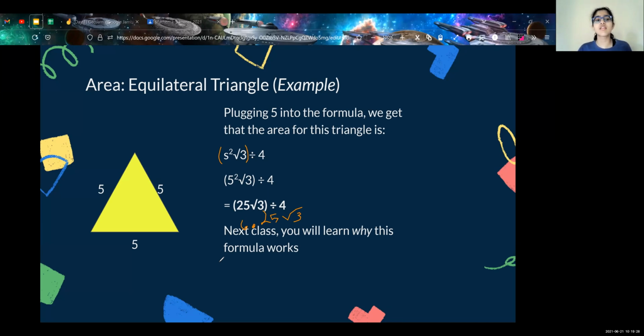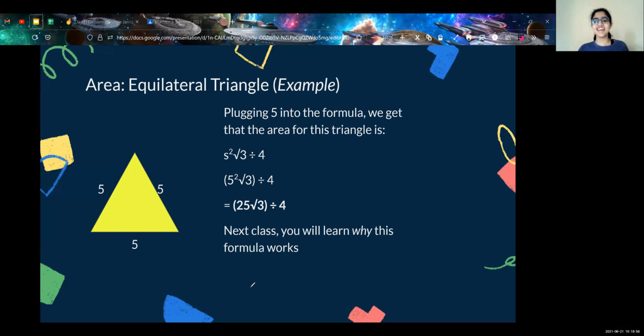So this formula comes specifically from the formula we're going to learn next class, like you can prove it. The formula we're going to learn next class is called Heron's formula, and it helps you find the area of any triangle, and from that you can derive this formula by plugging in the same side.